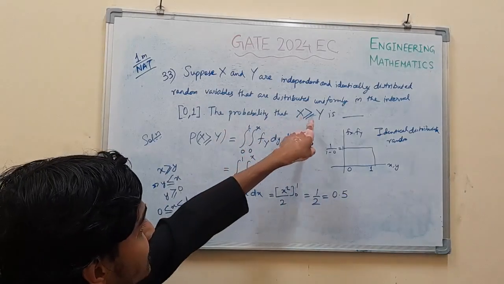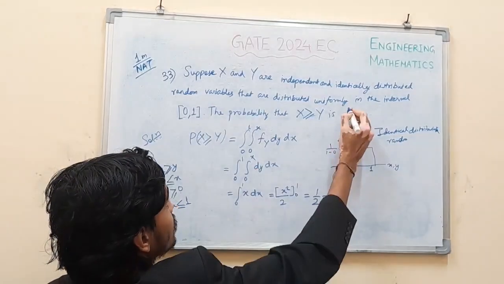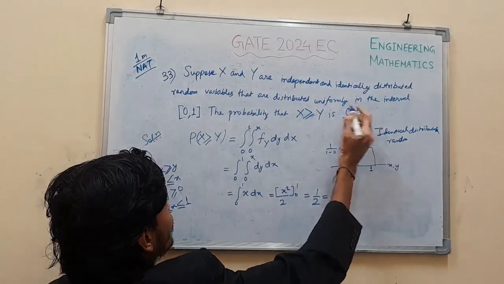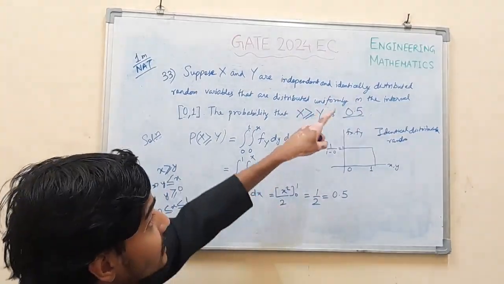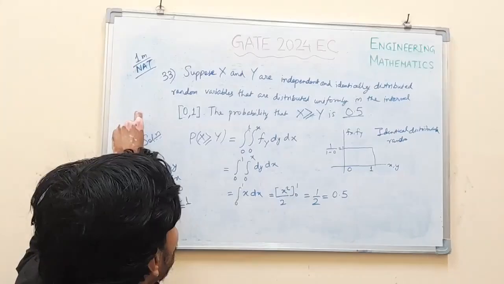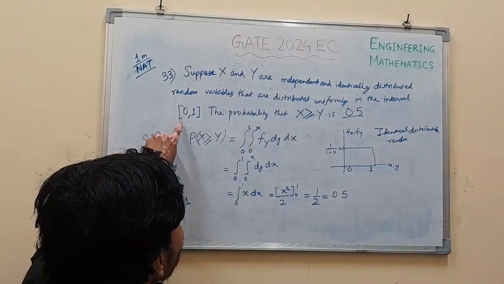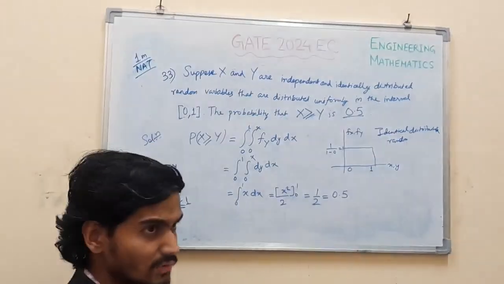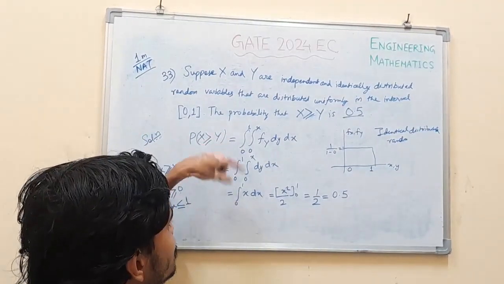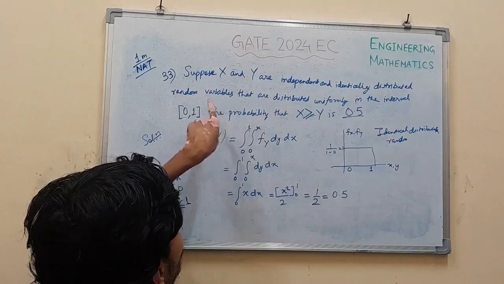The probability that x is greater than or equal to y is 0.5 if x and y are independent and identically distributed random variables distributed uniformly in the interval 0 to 1. So this is the basic concept of probability density function and identically distributed random variables.